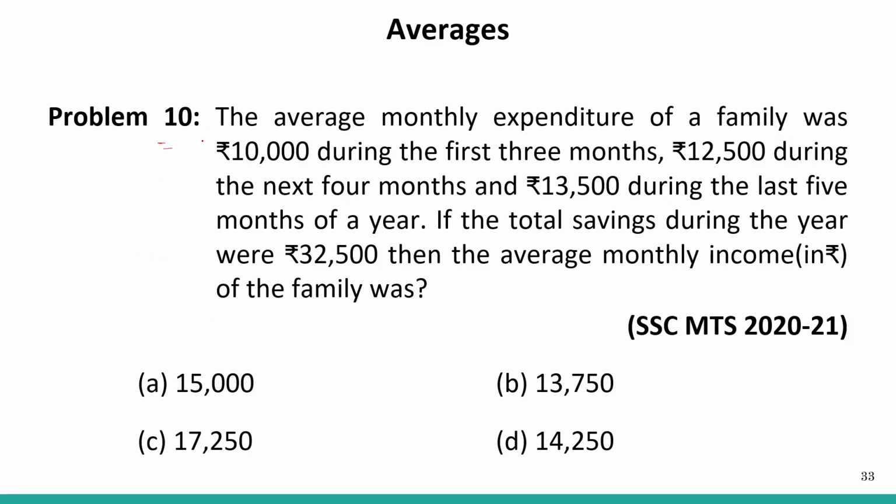Let's see the 10th problem. The average monthly expenditure of a family was 10,000 during the first 3 months, 12,500 during the next 4 months, and 13,500 during the last months of the year. If the total saving during the year is 32,500, then what is the average monthly income of that family? Is it 15,000, 13,750, 17,250 or 14,250? This question has appeared in the SSC MTS 2020-21 paper.